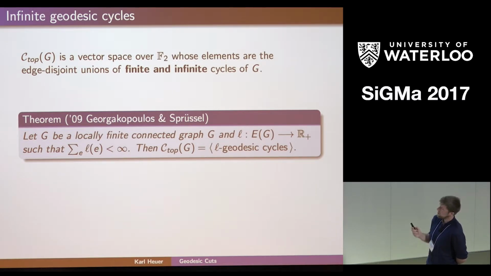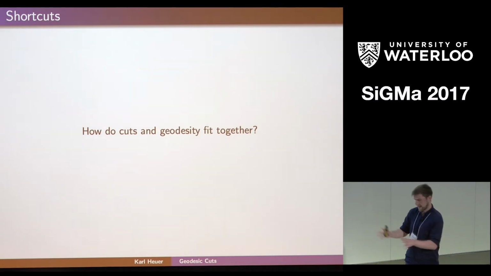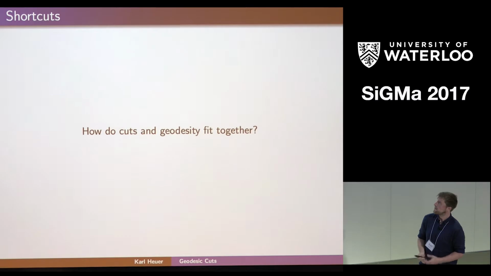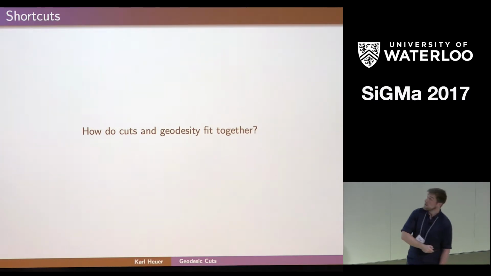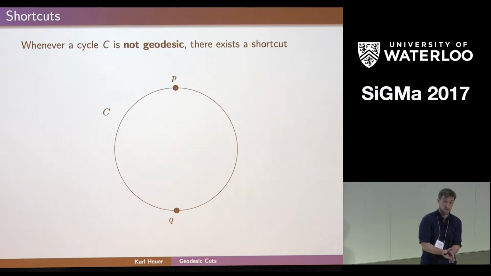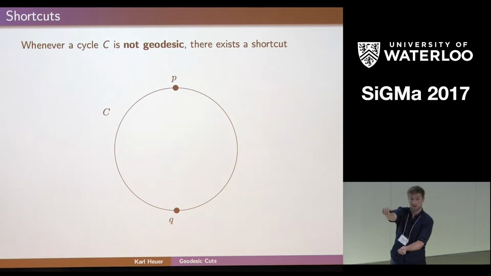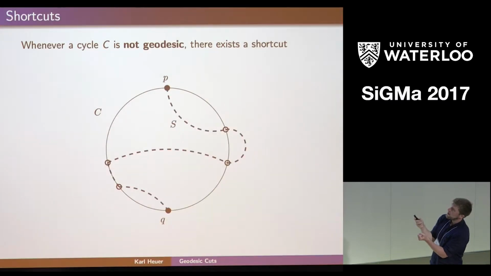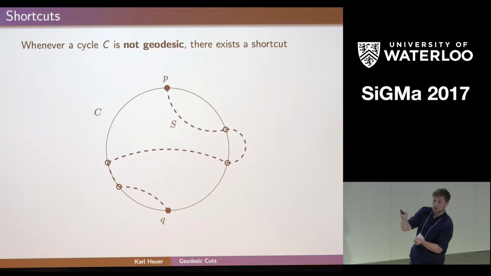Okay, so how should cuts and geodesicity fit together? I mean, it's a statement about distances and paths somehow on your cycle, and what should this have to do with cuts? So let's look closer again at geodesicity. Suppose you have a cycle which is not geodesic. Well, then you find two points on it. Maybe this is now also an infinite cycle, and you have any two points there. And, well, you have some path, maybe also a topological one, which is actually shorter than the two arcs on your cycle.